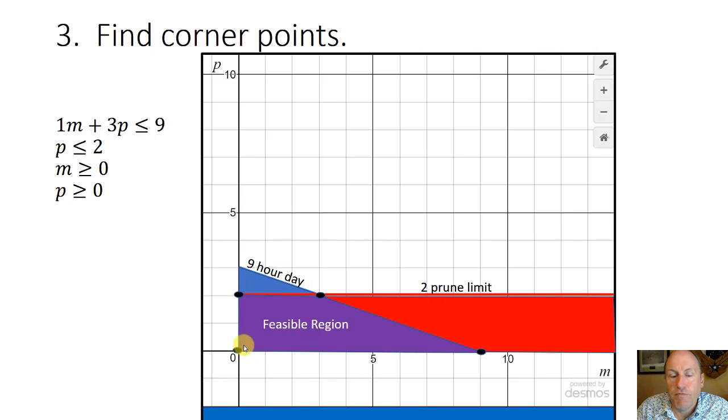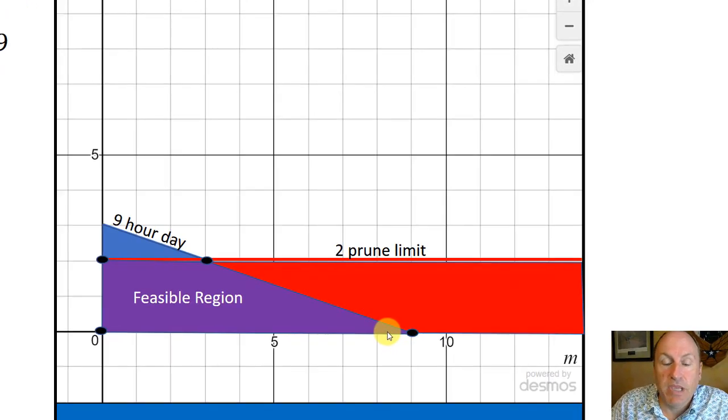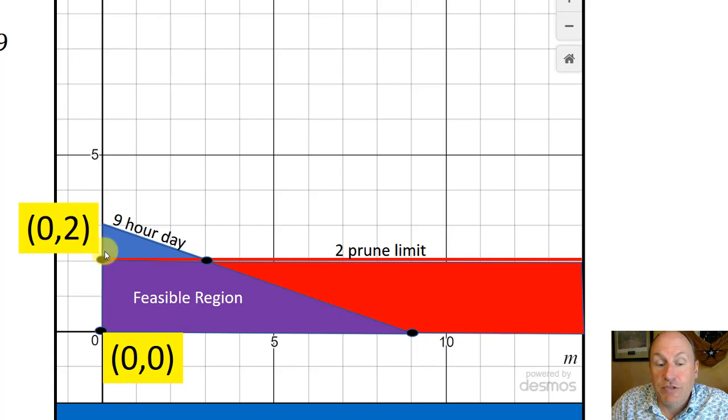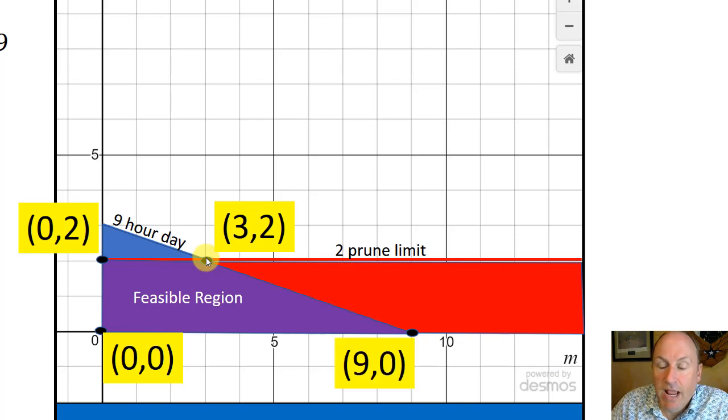Now let's determine the corner points of this feasible region, and they represent the vertices of this trapezoid that's in purple. And our maximum and minimum must occur at one of these points. The first point is 0, 0. 0, 2 is a corner point up here on the upper left. 3, 2, 3 mowing, 2 pruning jobs is that upper right point. And finally, 9 mowings and 0 prunings is the far right corner.